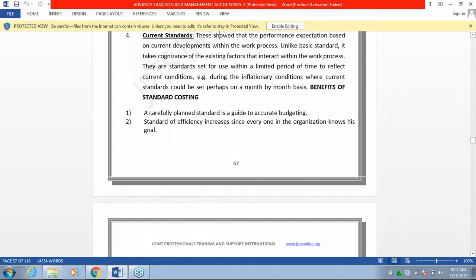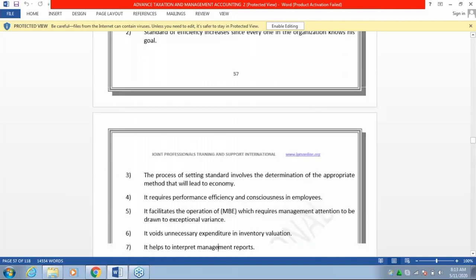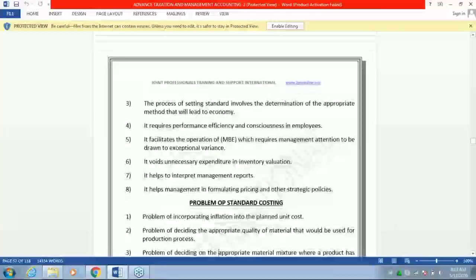Yes, a carefully planned standard is a guide to accurate budgeting. Through standard costing, we will be guided accurately towards the budgeted amount. Then the standard of efficiency increases, since everyone in the organization knows its goals. It also helps to interpret the management profit report, helps the management in formulating pricing and other strategic policy, and avoids unnecessary expenditures in inventory evaluations, among other benefits.